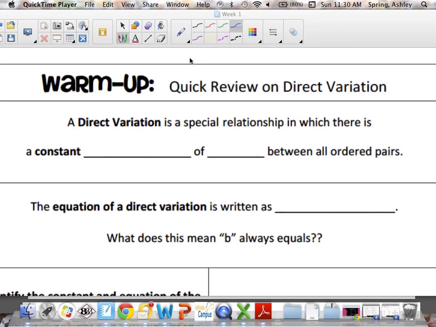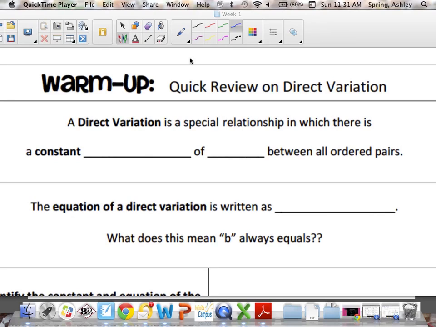Welcome to day 2 of Unit 5, Direct Variation. You are going to need out a pencil and your packet. Feel free to pause the video whenever you need to or fast forward it if you feel like you know what you're doing. Just keep in mind I will check your guided notes as well as the practice problems to make sure you're getting the hang of it when you come to class on Tuesday.